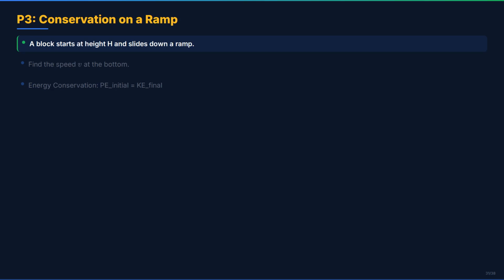Here is a multi-step problem. A block starts at height h and slides all the way down a ramp to the ground. At the top, it has maximum PE and 0 speed. At the bottom, it has 0 PE and maximum KE.